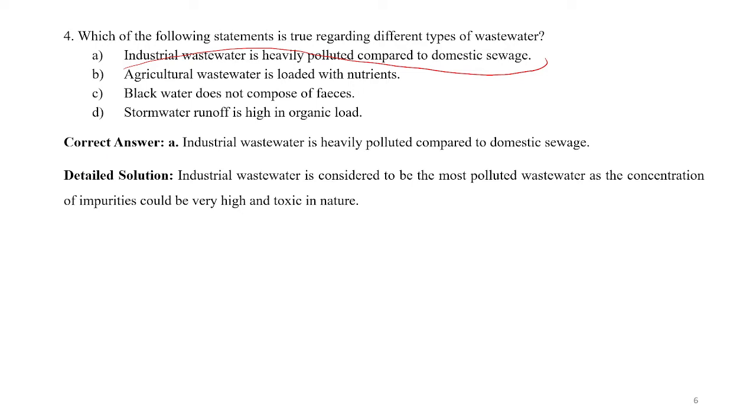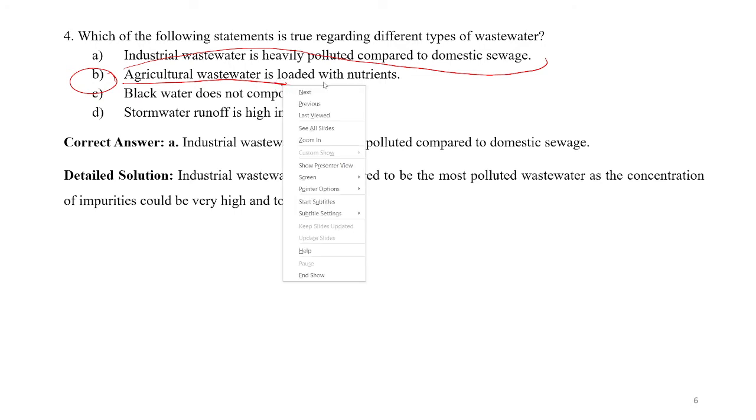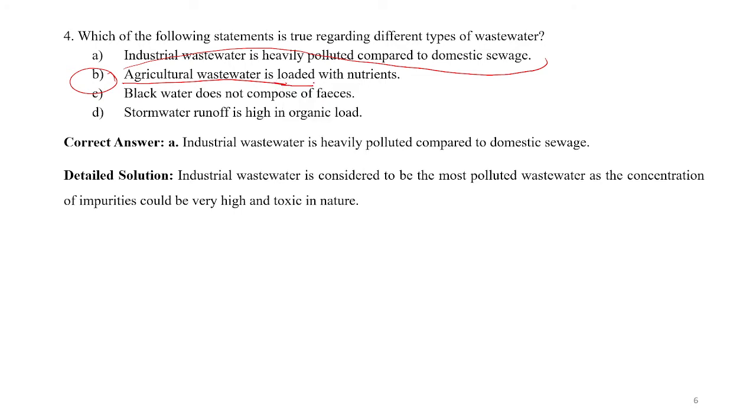Ma'am, why is B not correct? Because agricultural waste should... Very good, I was also expecting this question. In fact, B is also a correct solution, because agricultural wastewater in most cases can be loaded with nutrients. So this could also be considered. I think this is a typo, or it can be considered like that also. So we can consider both A and B as the answers.